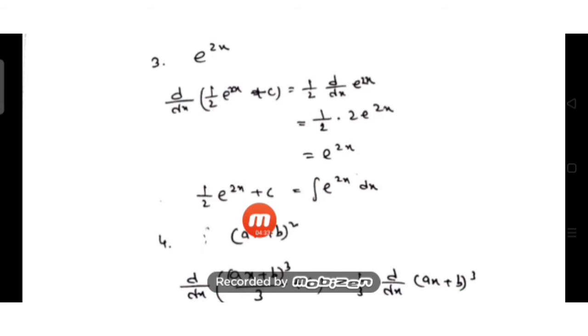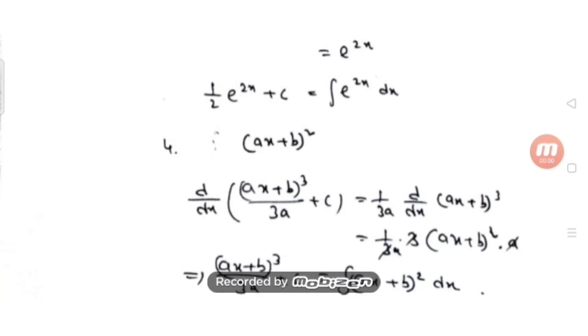That is equal to what? If I take this expression on the left side, dx will come to the right side, and instead of d, when I remove this d, the integration symbol will come. So this is the value of the integration of e to the power twice x dx, equal to half of e to the power twice x plus c. Okay, now I go to question number 4.